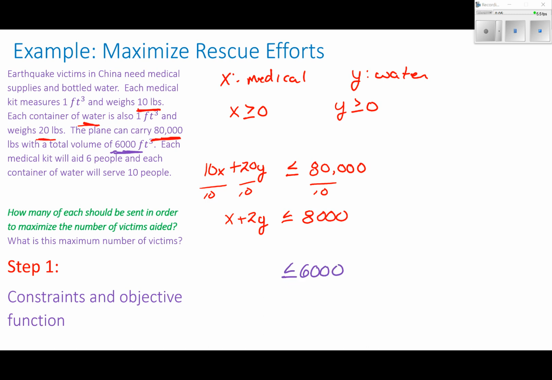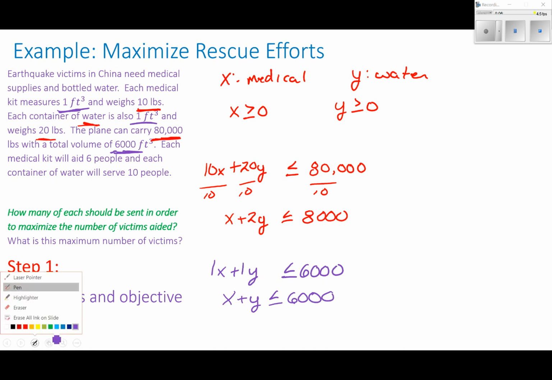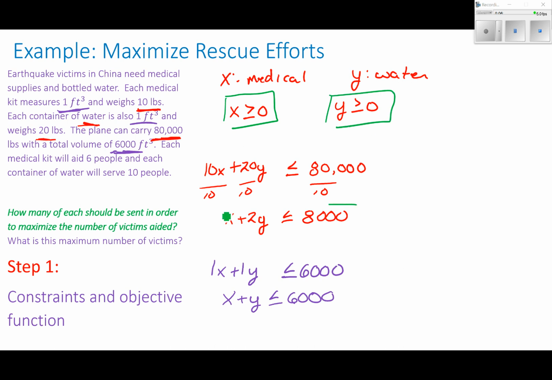So I want my value, my function that I create to be less than or equal to that. Well, each medical kit is only 1 cubic foot, and each container of water is also 1 cubic foot. So I could say 1x plus 1y is less than or equal to 6,000, or I could just say x plus y is less than or equal to 6,000. All right, and so my constraints on here, I have multiple constraints that I'm working with. This is a constraint, this is a constraint, this is a constraint, and this is a constraint.